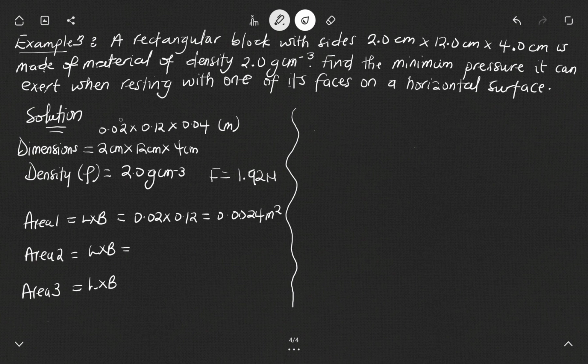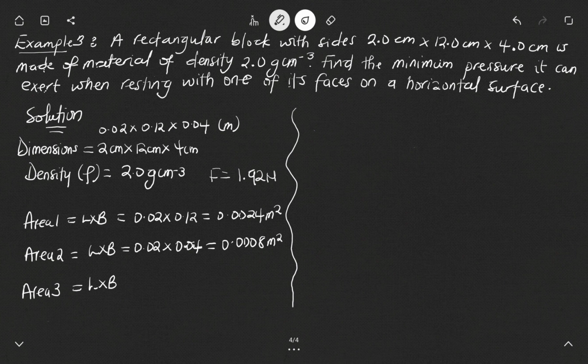All right, let's look at area 2. Area 2, I still use 0.02, but I multiply with 0.04. So 0.02 multiplied by 0.04 will give me 0.0008 meters squared. Now if this multiplication I'm doing here is confusing you, you can draw a box yourself or a rectangular block and then give it the dimension yourself so that you know what to multiply.